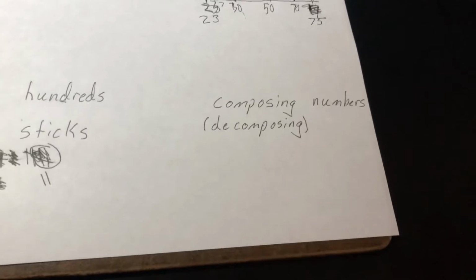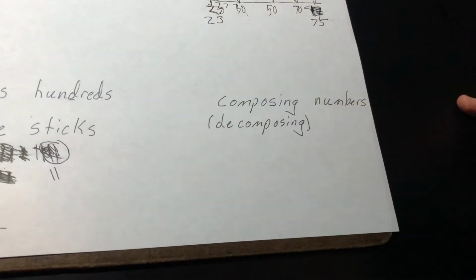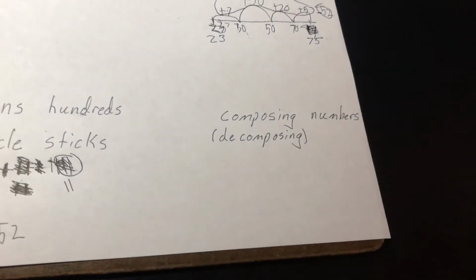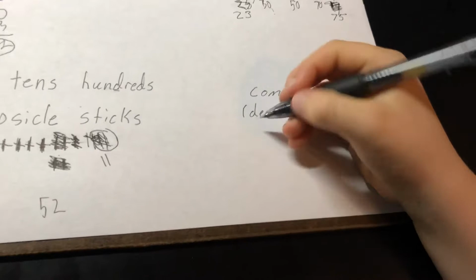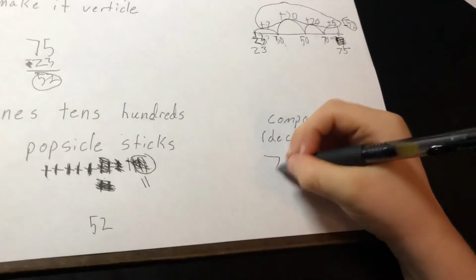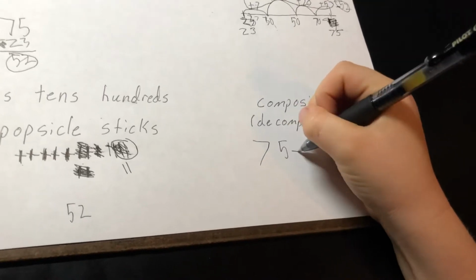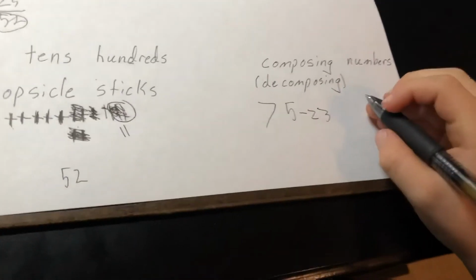Hey, Ben, we're going to be doing subtraction. So are we composing and putting numbers together or decomposing and taking numbers apart? Decomposing and taking numbers apart. All right, cool. Check it out. Okay. So we're going to do the same thing up there. All right, let's write it as a number line. 75 minus 23. Excellent. I like how you wrote that nice and neat.